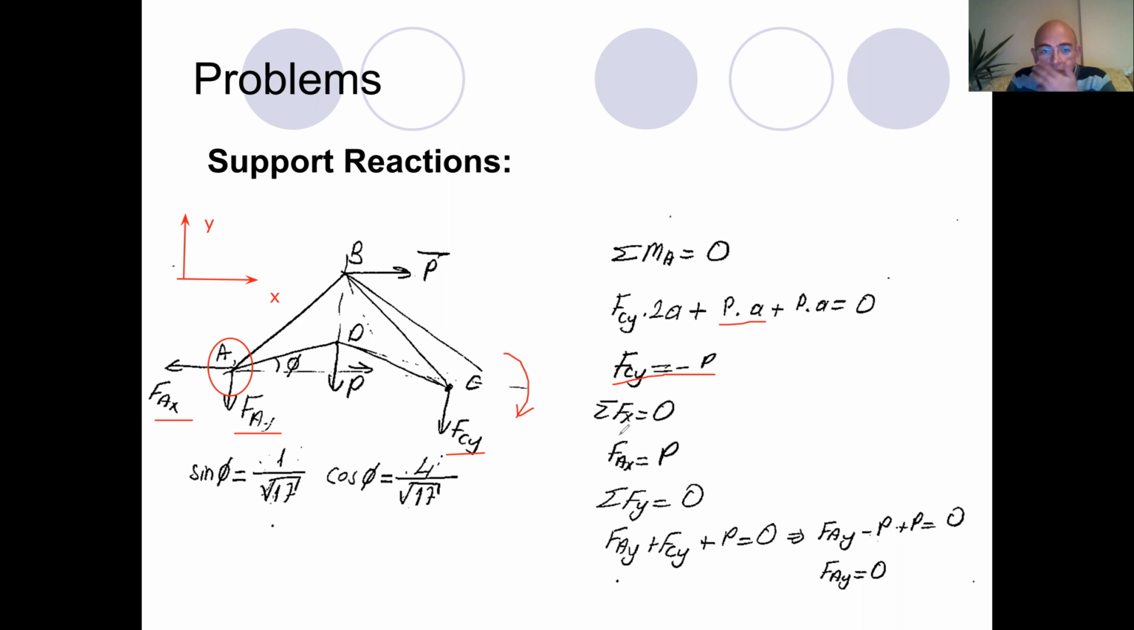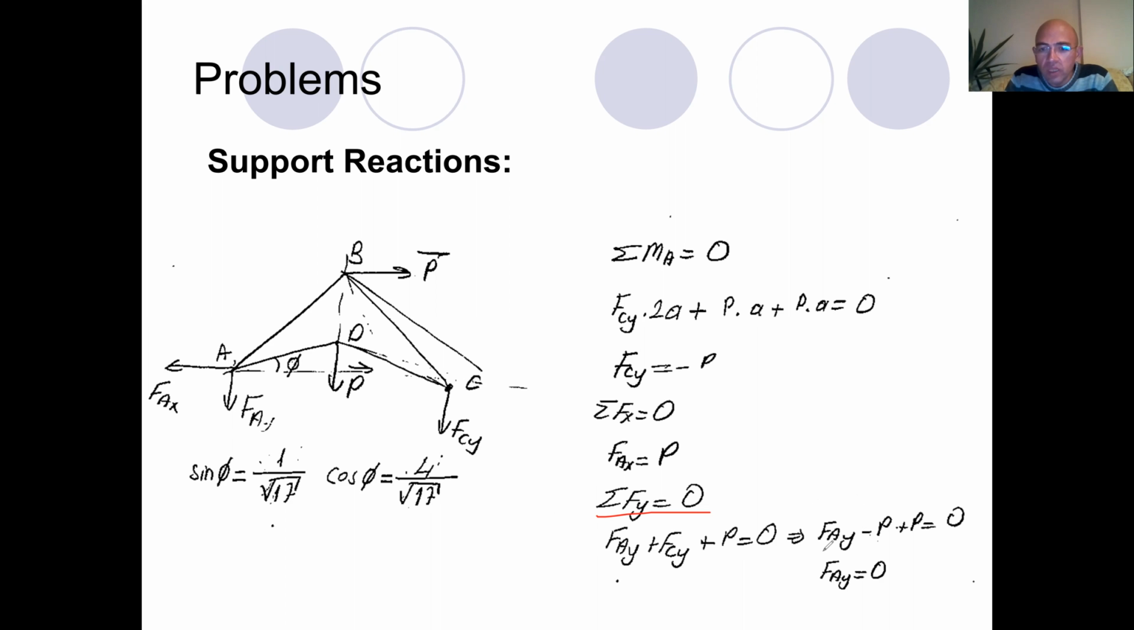Now, sum of the forces in x direction has to be equal to 0. From here, I can easily say that FAX is equal to P, because in x direction I have only FAX, and this force does not contribute. Now, next equilibrium equation is sum of the forces in y direction has to be equal to 0. From here, FAY plus FCY plus P is equal to 0. I omit the negative sign here because they all have the same direction. So no problem about that.